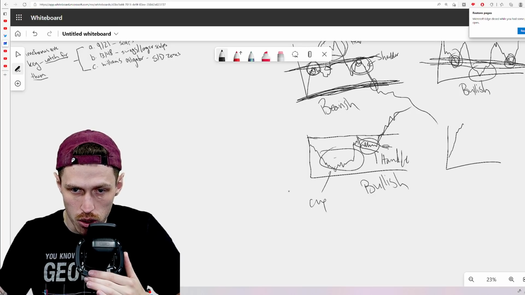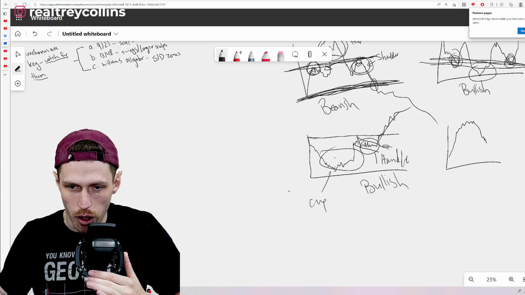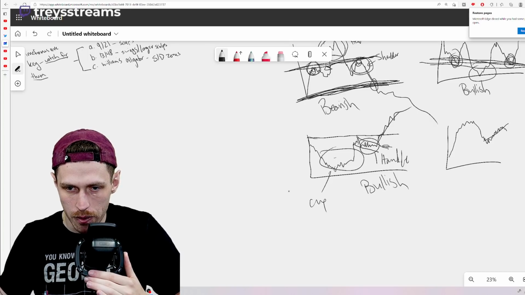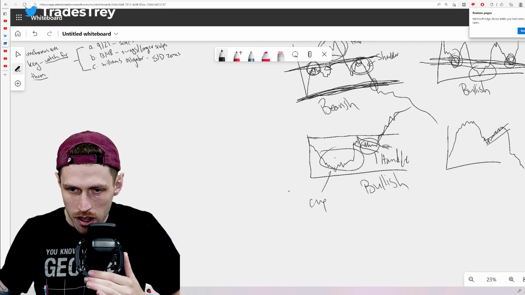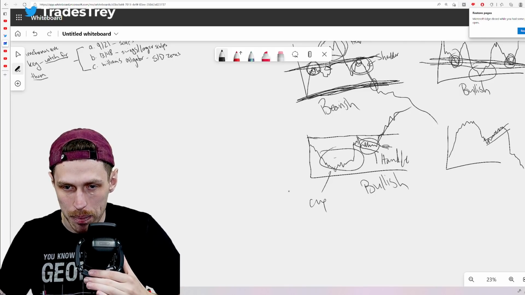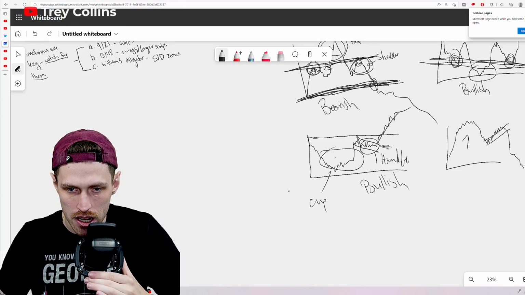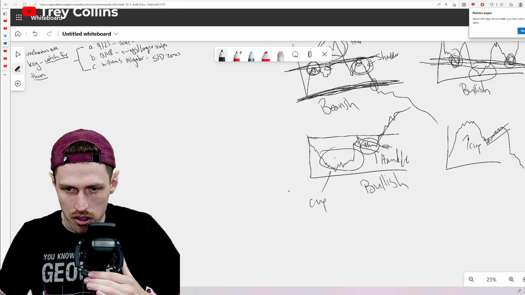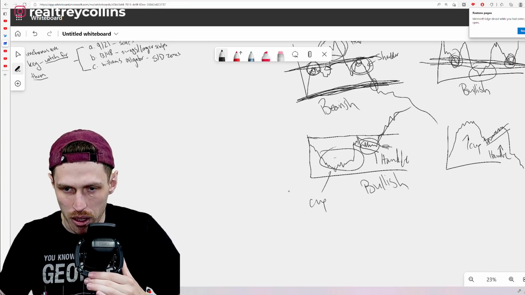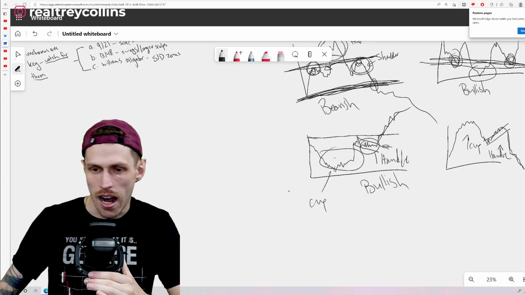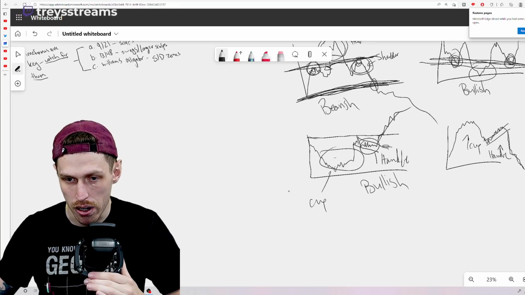Inverse would be the exact opposite of this. You see a huge move up, followed by a smaller move up. It forms some form of a channel of support and resistance, followed by a break down. That is an inverse cup and handle. You can see the cup right here, upside down. You can see the handle right here. And then typically a pretty big move to the downside. Bearish. This is going to be a bearish indicator.